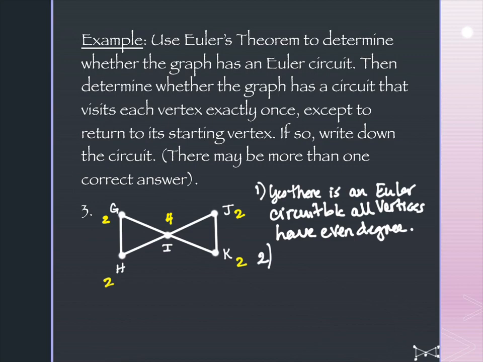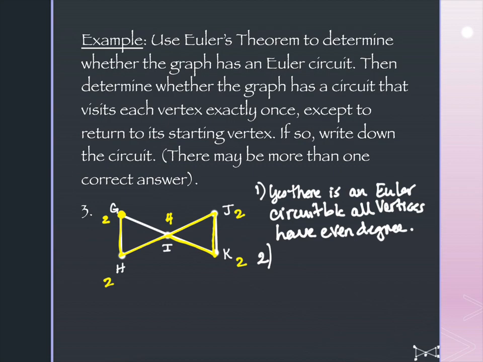Okay, the next question asks us to decide if the graph has a circuit where you visit every point exactly once, except for the point that you go back to when you start out. So you can actually start at either G, H, J, or K, and it would all be identical because it's a symmetric graph. So let's start at G and see what happens. If I go to G, where might you want to go next? H, and then I, and then J, K, and look what happens when I come back.